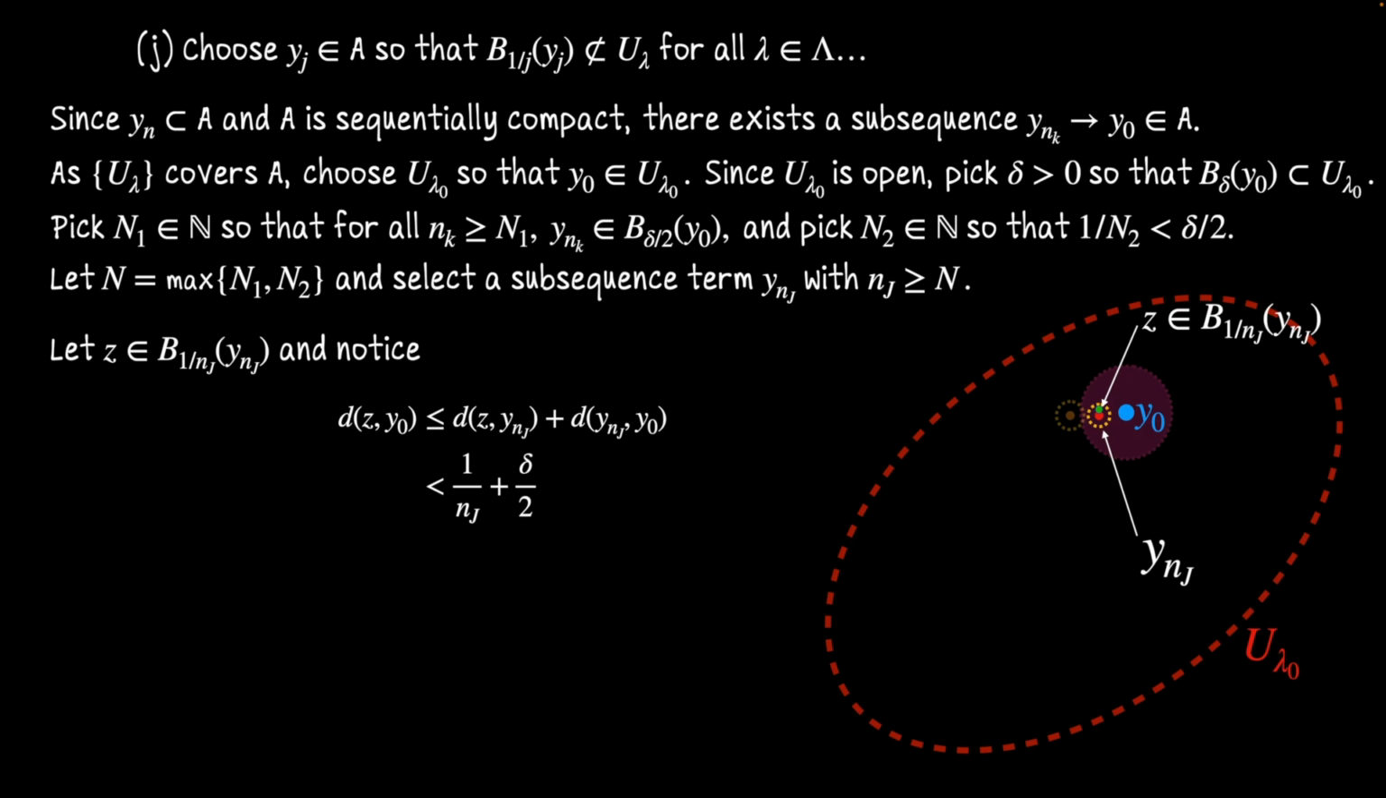But n_j is greater than or equal to n, which is greater than or equal to n_2. So 1 over n_j is less than or equal to 1 over n, which is less than or equal to 1 over n_2. So by replacing the denominator n_j with the second threshold, we go up in size. But we chose that second threshold n_2 so that 1 over n_2 is less than delta over 2. So overall, the distance from z to y_0 is less than delta.